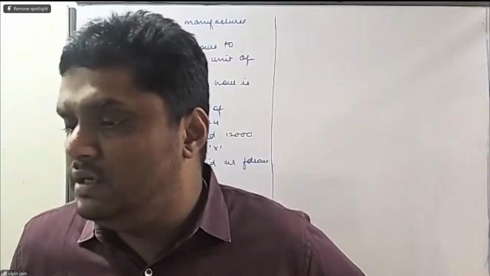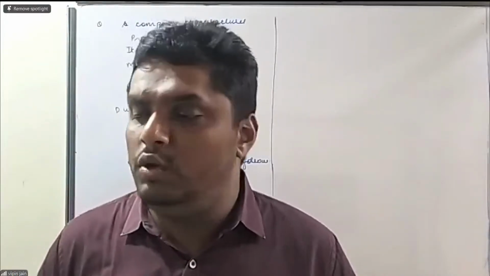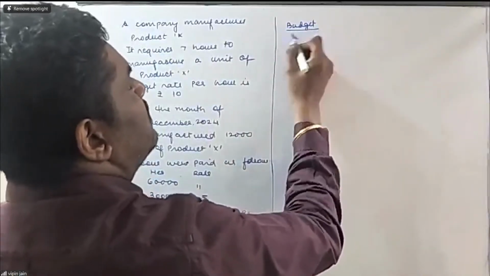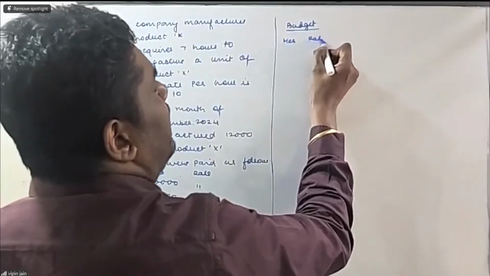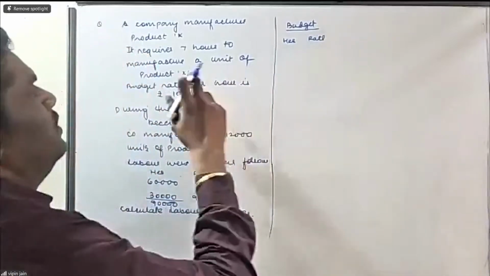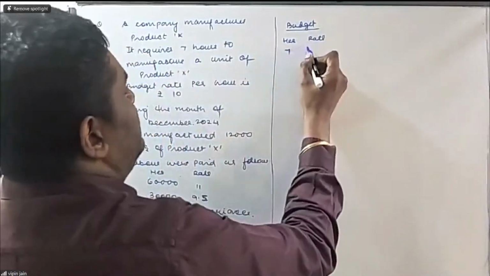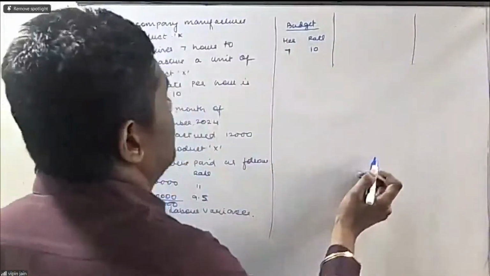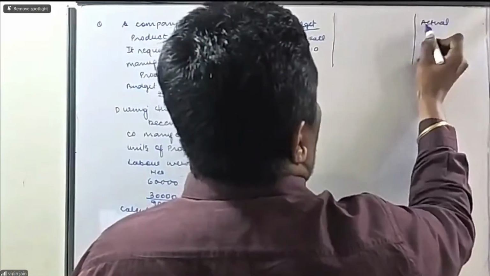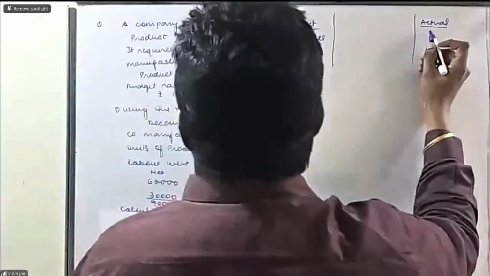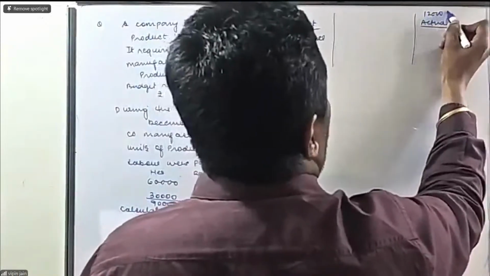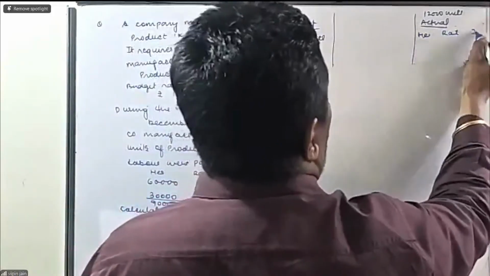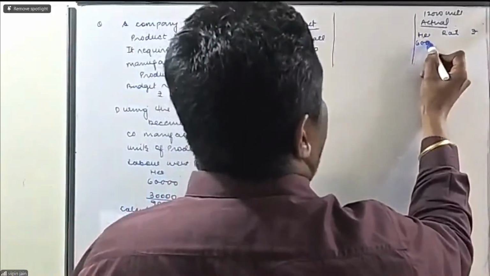Please recheck the calculation. I think there are many students who are still not thorough with the concepts. So very simple, guys. Again, the same way, budget: hours, rate, and amount. Sorry, hours and rate. So budget, it is 7 hours. They are paying at the rate 10. Actual, actual output is 12,000 units. So 60,000 into 11.